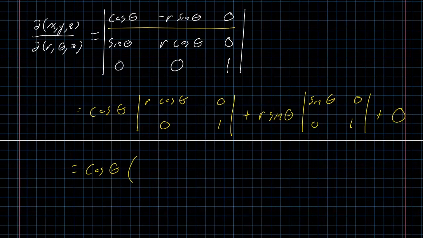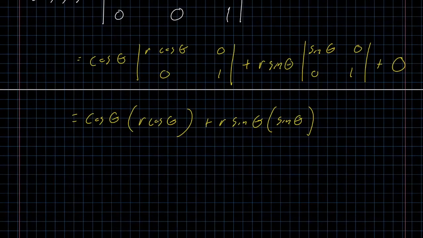All right, but I got r cosine theta times 1 minus 0, which is just r cosine theta. I've got sine theta times 1, which is sine theta, minus 0, which is still just sine theta, and then my plus 0, which goes away. And in cylindrical coordinates, the Jacobian is r.